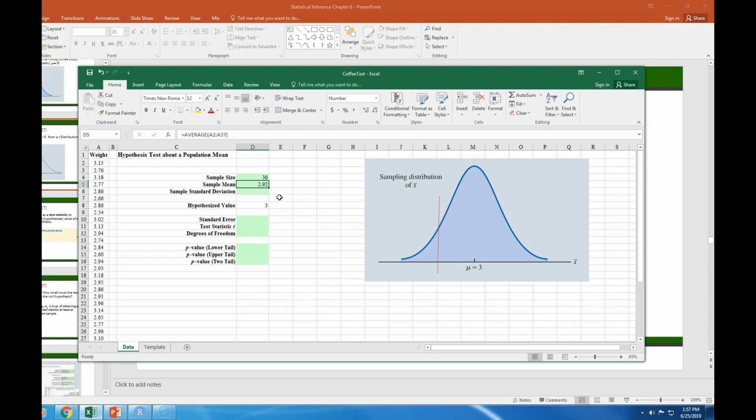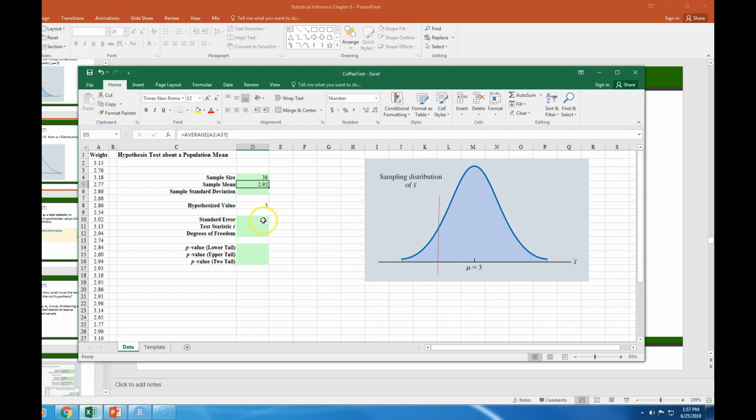The hypothesis test that we're going to perform today is to test if 2.92 is statistically far away from this hypothesized claimed value of 3 pounds or not. Is it just by chance that this value turned out to be lower, or is it because Hillstop Coffee is actually making false claims? And that's what we're going to find out today.